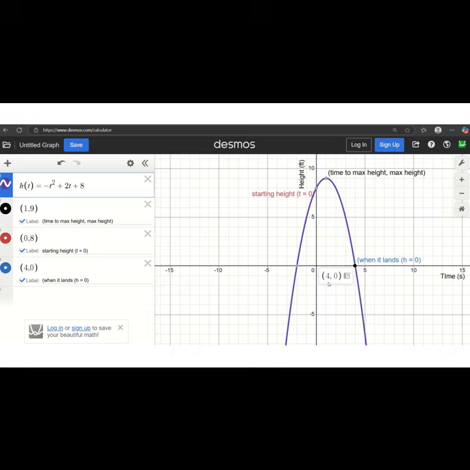So I hope this helps break down some projectile motion problems for you so that the next time you see them in class, you'll be better equipped to answer those questions.